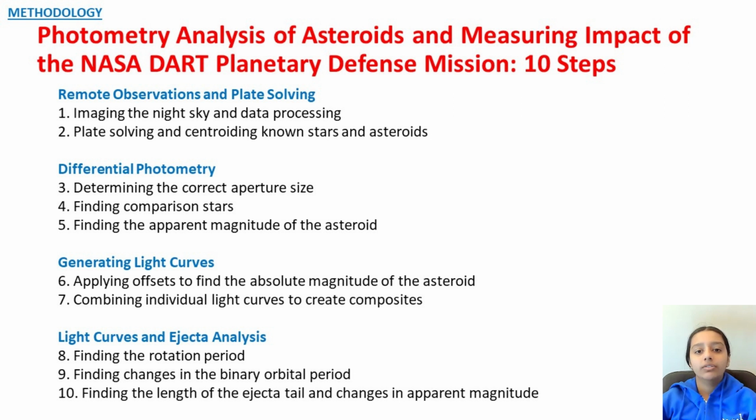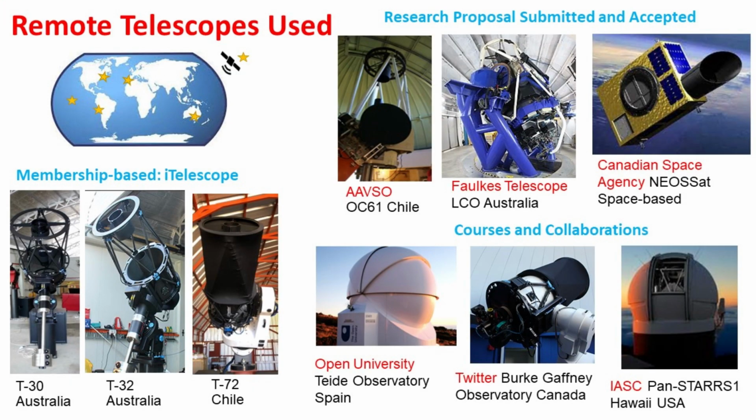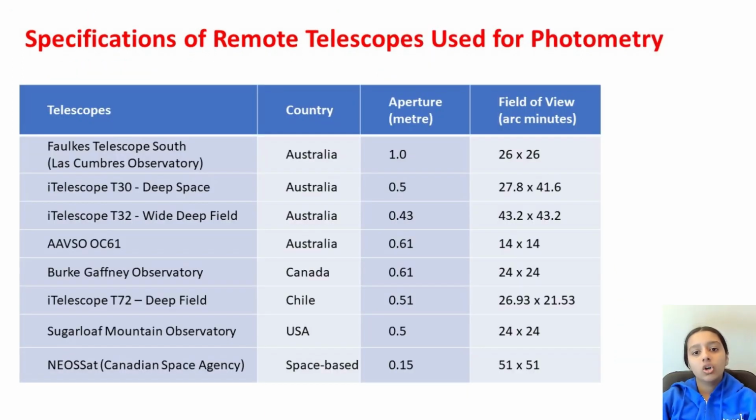about the asteroid itself. To create observations of the asteroid, I used a network of telescopes located all around the world, in places like Canada, Australia, Chile, and the United States. Some of these telescopes had to write proposals to get observing time. For some, I had to get memberships. My biggest telescope that I used was the 1-meter Phelps Telescope South, but most of the other telescopes were around 0.5 meters.